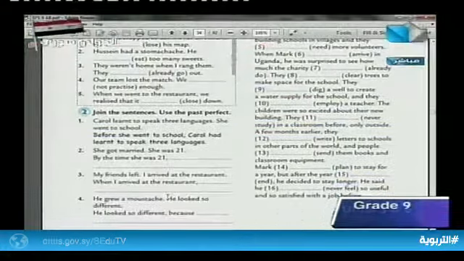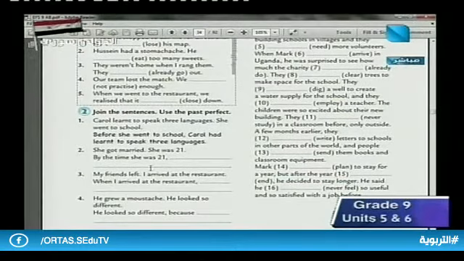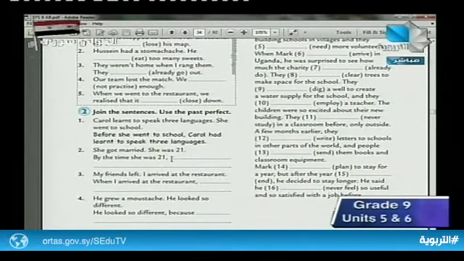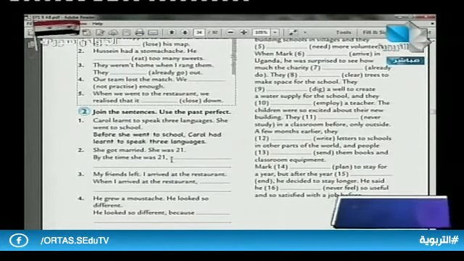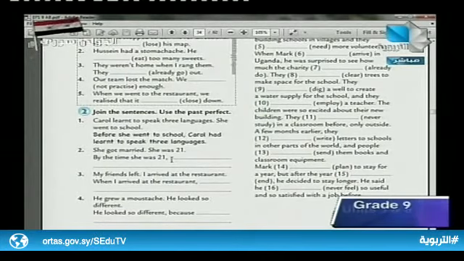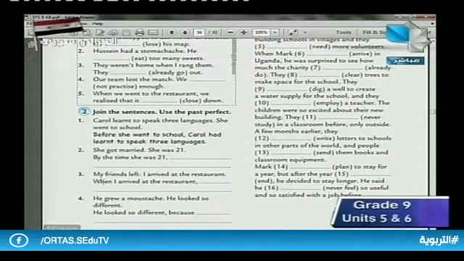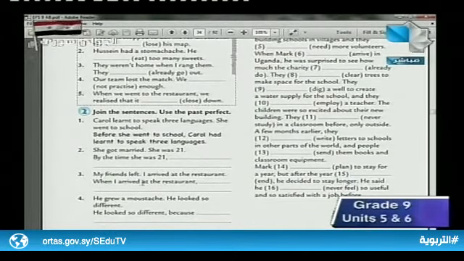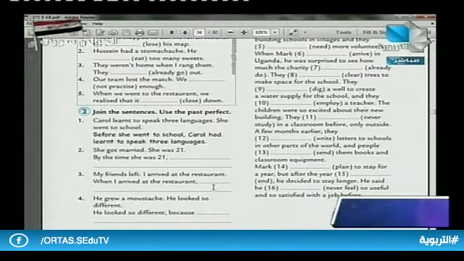Here, we linked the two sentences by putting "by the time she was 21, she had got married", and we put "she had got married" in the past perfect. It means that she got married before she was 21. So it's before another action in the past. My friends left. I arrived at the restaurant. When I arrived at the restaurant, my friends had left.